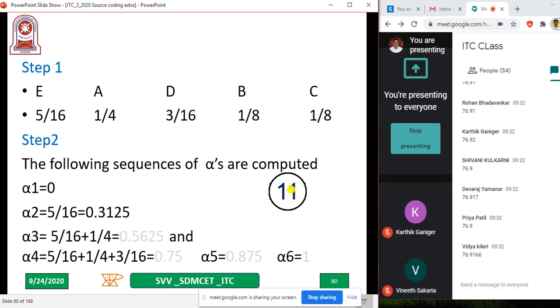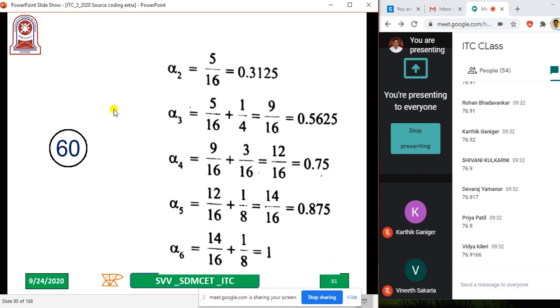Your alpha should be correct so that you will get the codes correct. And probabilities also, you arrange in decreasing order. Then you can go to the next step. These are the alpha values for your reference. I'll wait for a few more seconds, then I'll show you the next slide.